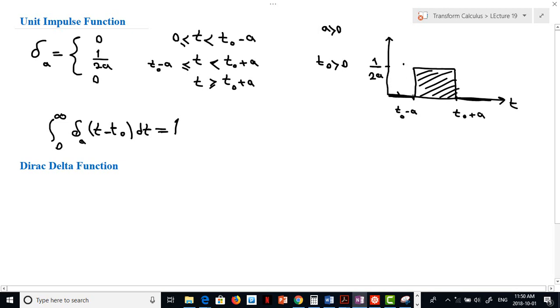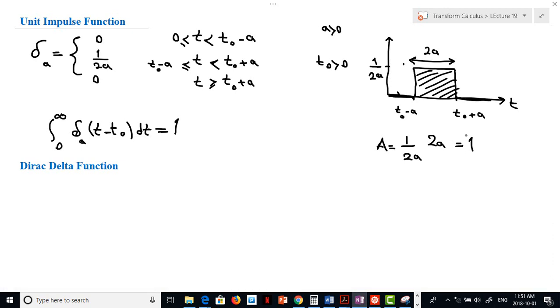The height is 1 over 2a. To find the area, it's its height 1 over 2a times its width. Here we have t0 plus a, here we have t0 minus a. As a result, the width is 2a. So times 2a, it's equal to 1. In fact, the integral of the unit impulse function over a range of 0 to infinity is equal to 1. The Dirac delta function is the unit impulse function when a approaches 0.